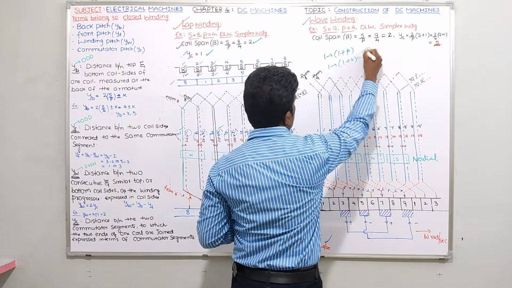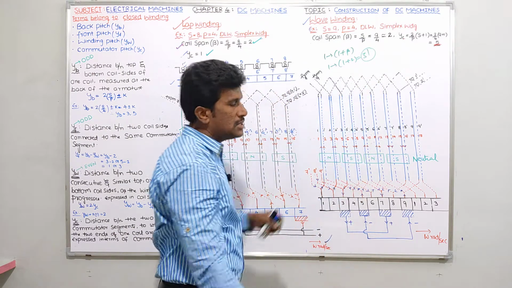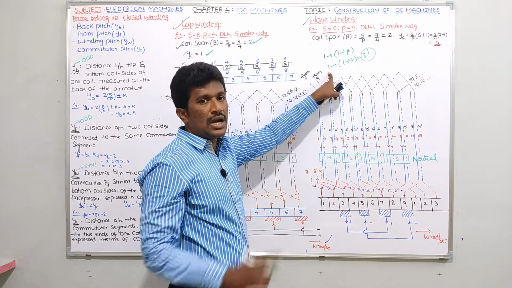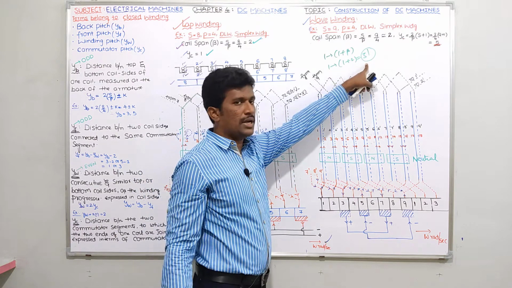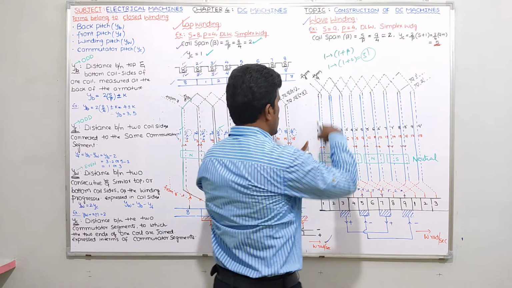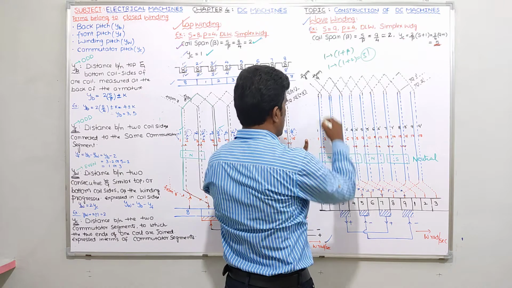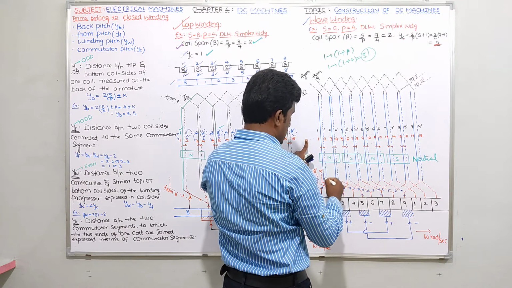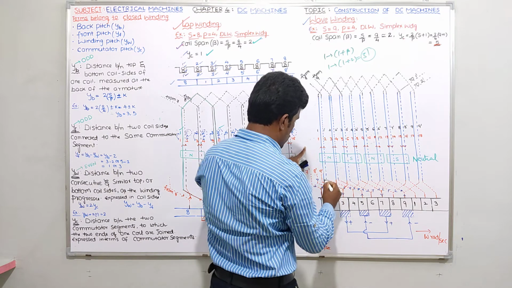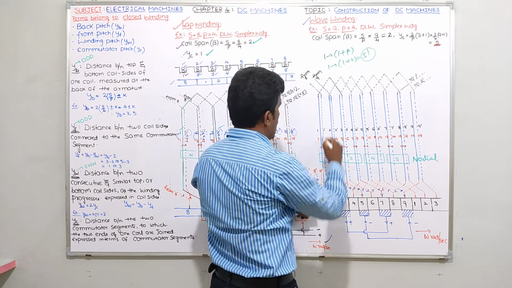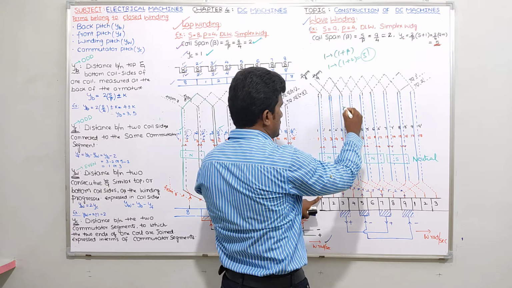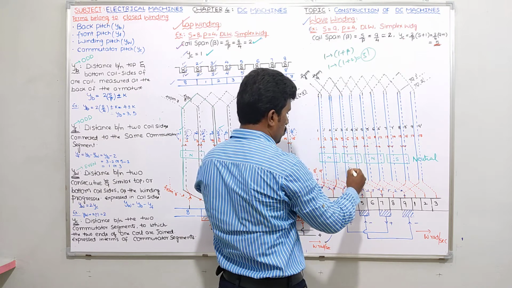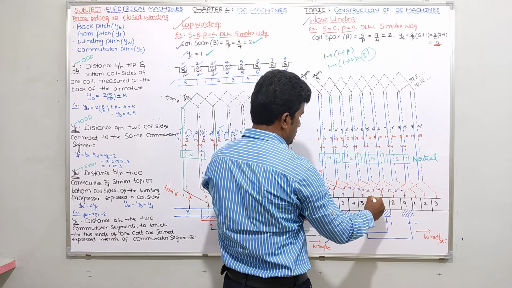But don't forget you should go for 3 dash, because in one coil side top conductor means another coil side should be bottom layer conductor. Okay. So 1, 2, 3 dash. See? 1, 2, 3 dash. So the first conductor is connected to segment number 1, and another coil side of this coil, 3 dash, is connected to whom? 3 dash is connected to 6.